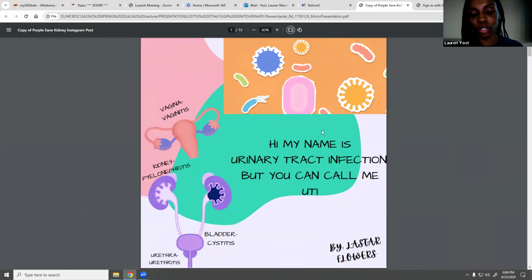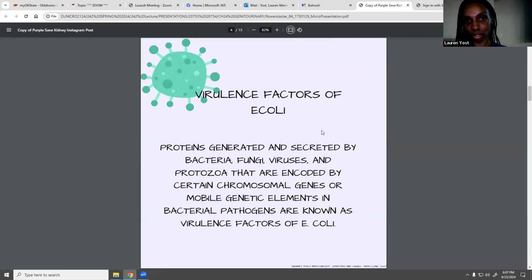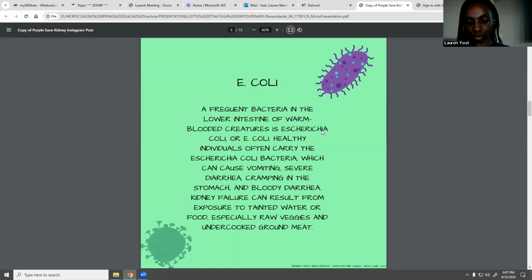I'm doing mine over urinary tract infections, which is also known as UTIs. It's a common type of bacterial infection that can affect any part of the urinary system. That includes kidneys, bladder, the urethra, and ureters. There are several different types of UTIs based on the location within the urinary system.